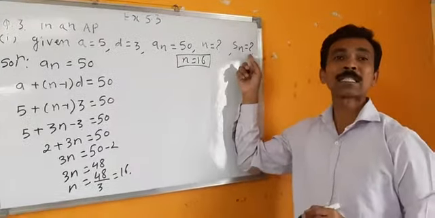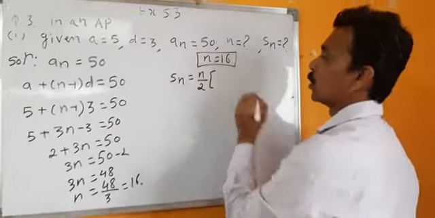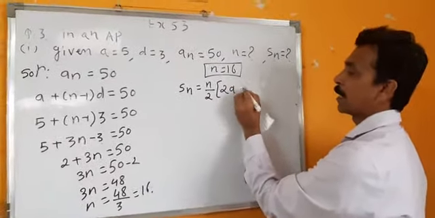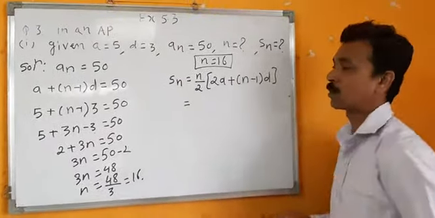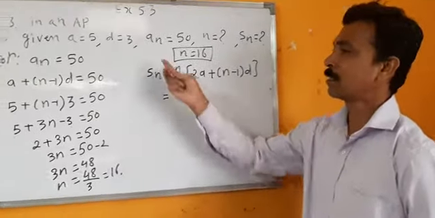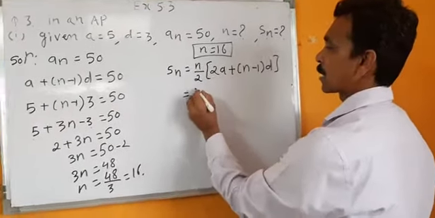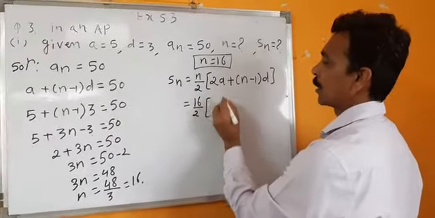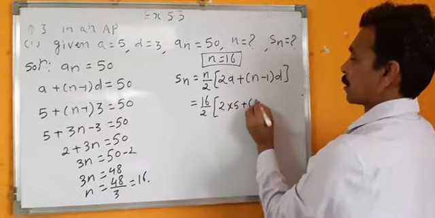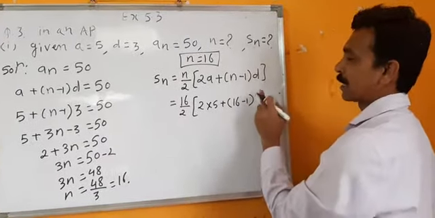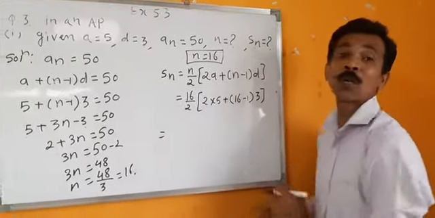Now we have got the first part of the sum. Now what is asked? Sn. Use the formula for Sn. Sn is equal to n by 2 into 2a plus n minus 1 into d. Now we have all the values. We have n, we have a, we have d. We can place them. n is 16, so 16 upon 2 into 2a, means 2 into 5, plus 16 minus 1, because n is 16 and d is given as 3. What is 16 upon 2? 8.